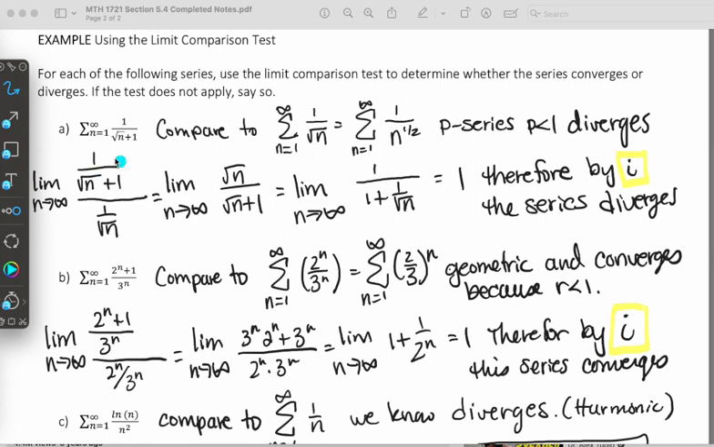Now, if I take my an and divide by my bn and I take the limit as n goes to infinity and I get some limit other than 0, then by the first part of that theorem, we know that both series diverge or converge together. And since this diverges, then this is going to diverge as well.